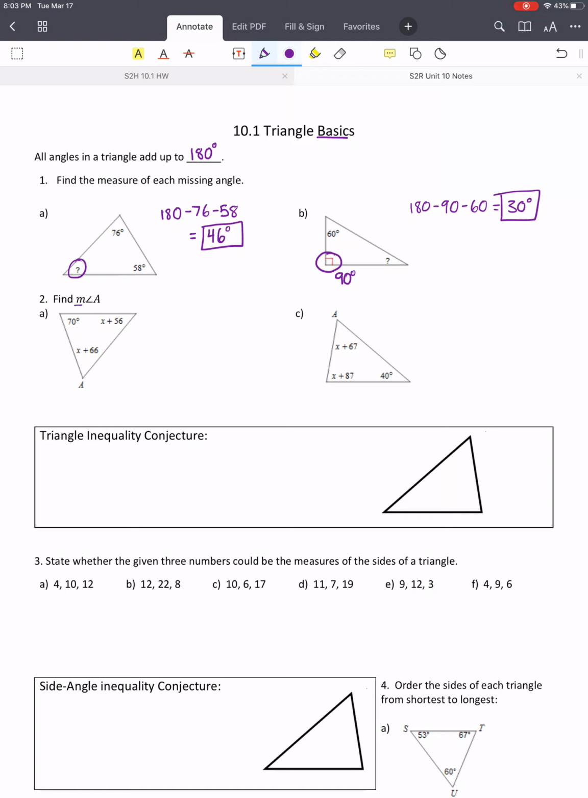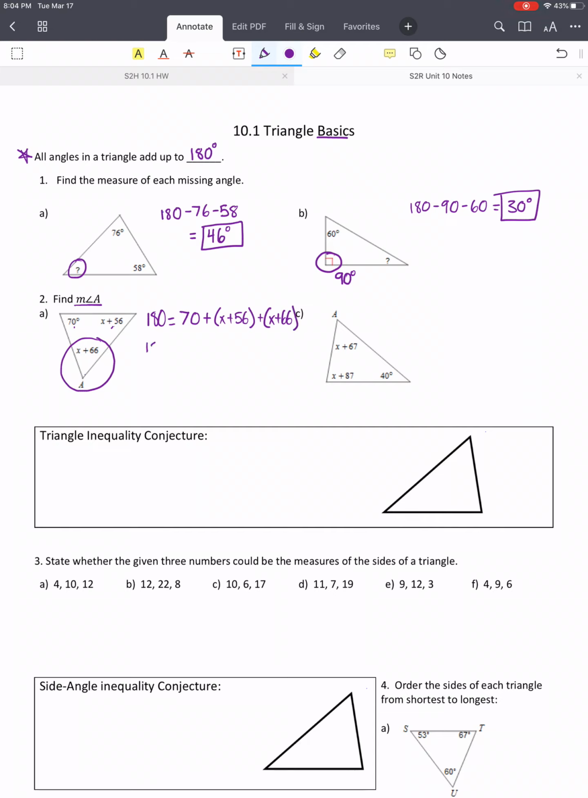This time we have to find the measure of angle A, so I'm going to circle that right there. Because I have x's thrown in, I don't necessarily know what this angle is off the top of my head. But we can write an equation to help us get there. I know that all triangles add up to 180 degrees. So 180 equals 70 plus x plus 56 plus x plus 66.